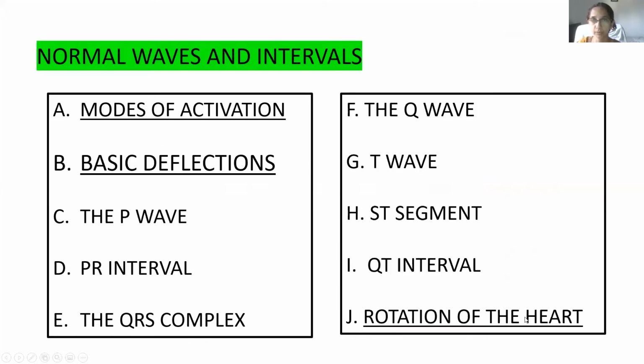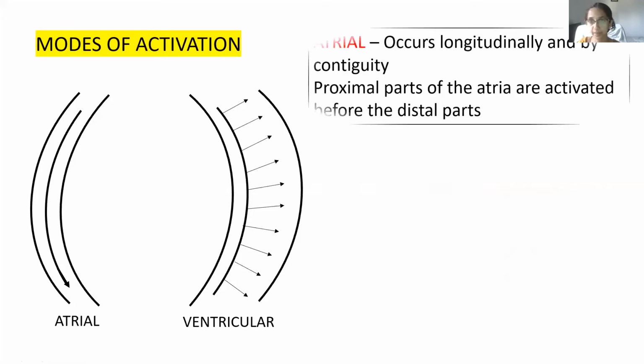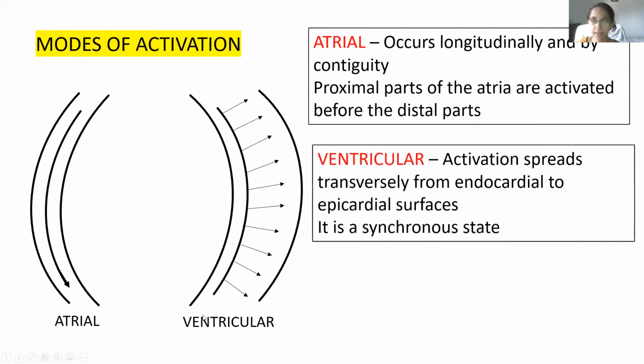Coming to the normal waves and intervals, we understood that the atrial and the ventricular activation happen in a very different way. The atrial activation happens by contiguity, and the ventricular activation happens simultaneously from the endocardium to the epicardial surface. So it's synchronous, whereas this happens by contiguity. That means the proximal parts are activated before the distal parts.